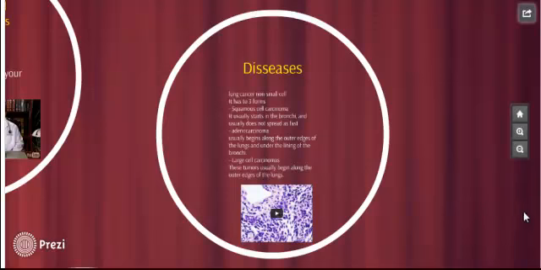Another form is adenocarcinoma. It usually begins along the outer edges of the lungs and under the lining of the bronchi. Another type, large cell carcinomas. These tumors usually begin along the outer edges of the lungs.